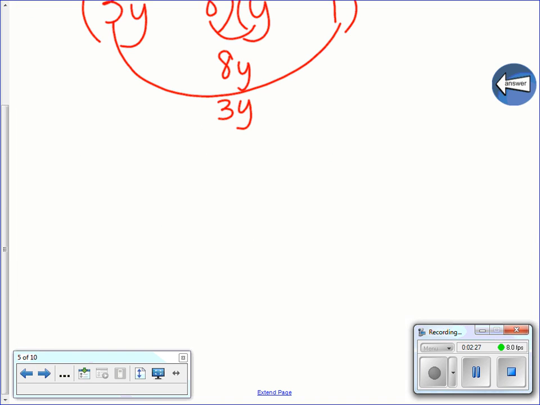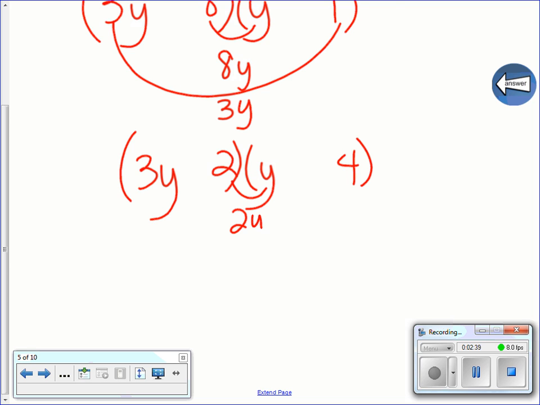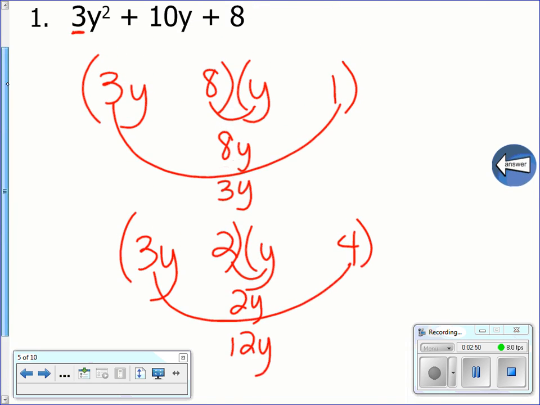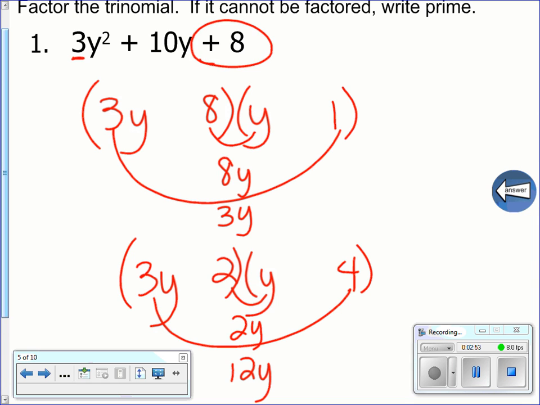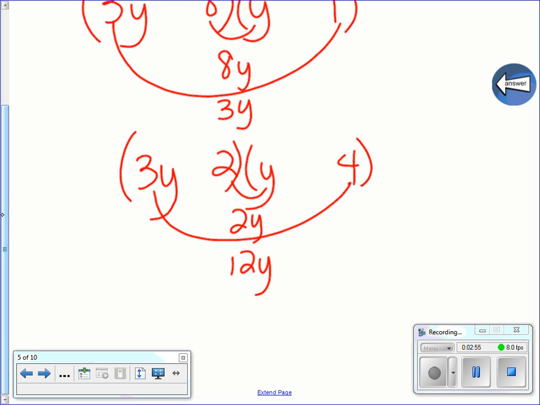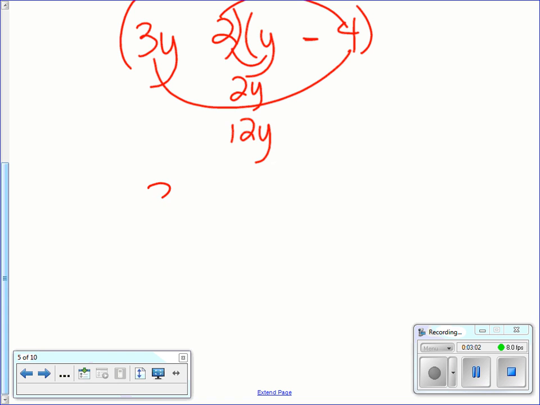Let's try another one. So I know, again, it's 3y and y. Let's try 2 and 4. Let's do 2 here and 4 here. So this is 2y, and that's 12y. Now, if I subtract those, I will get the 10y, but since my c, way back here, is positive, neither of my factors can be negative. So this could not be negative, because then when I multiply this, I'd get negative 8. So let's try it again.